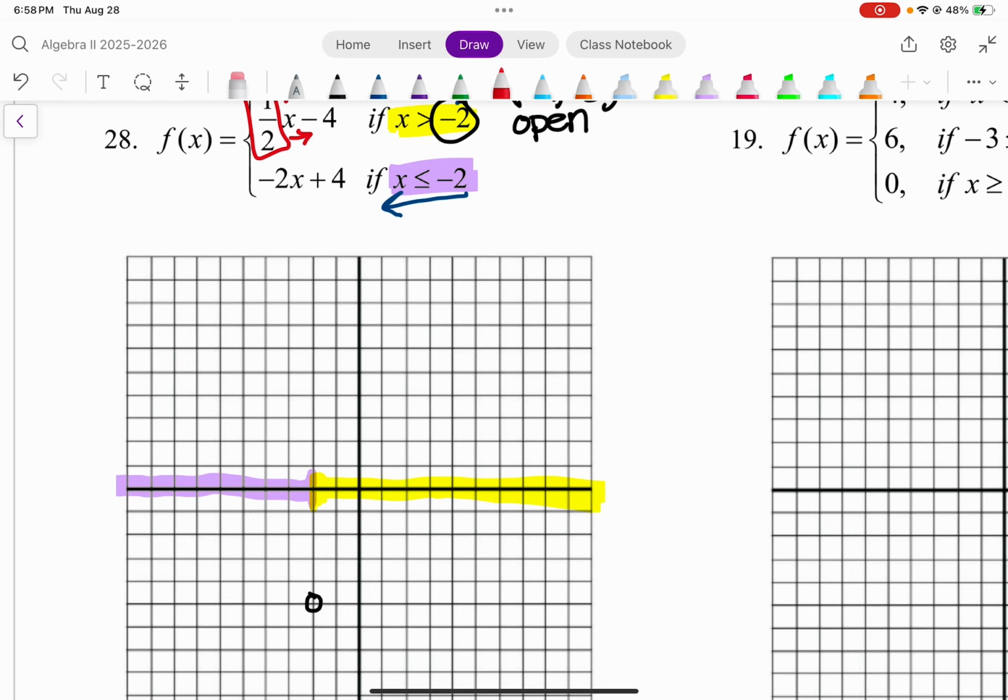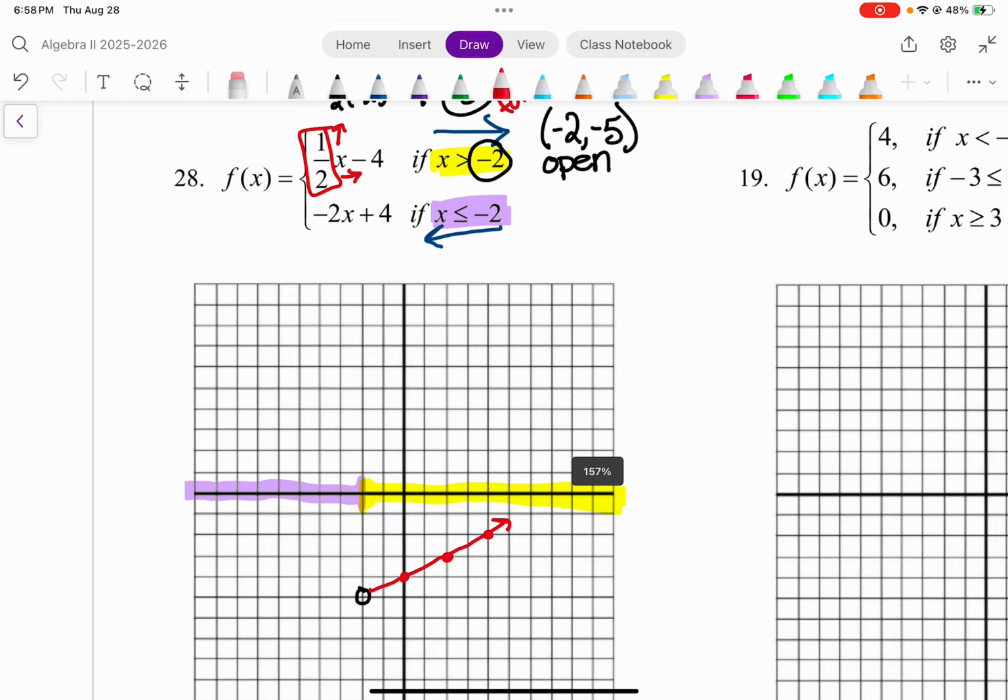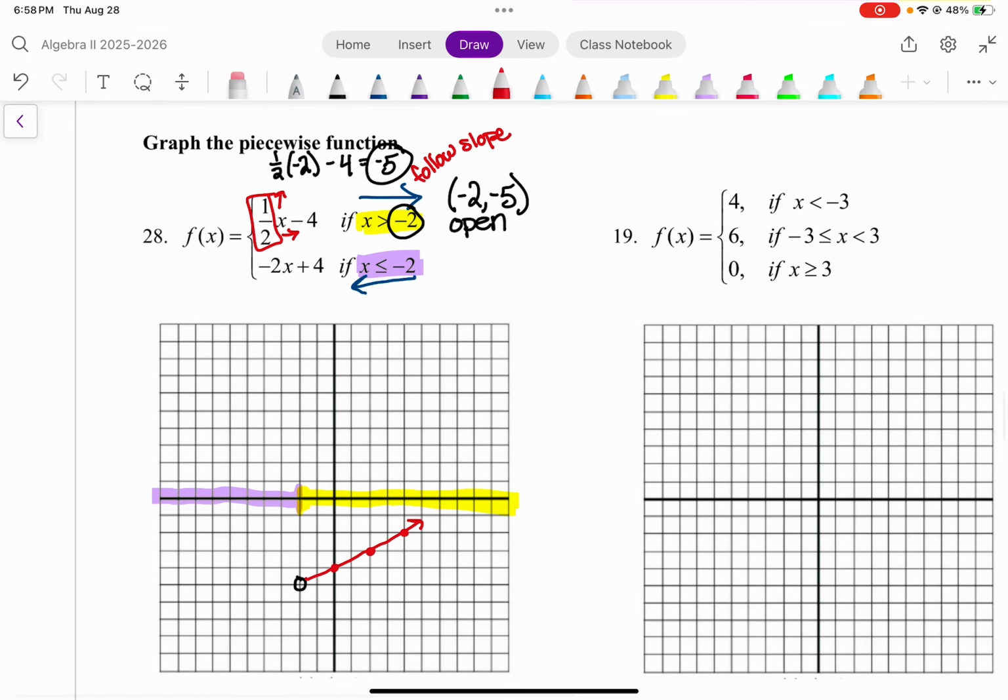So from our first point, up 1, right 2, up 1, right 2. Now you can graph 2 or 3 points, or 1 or 2, depending on how big your graph is going to be.